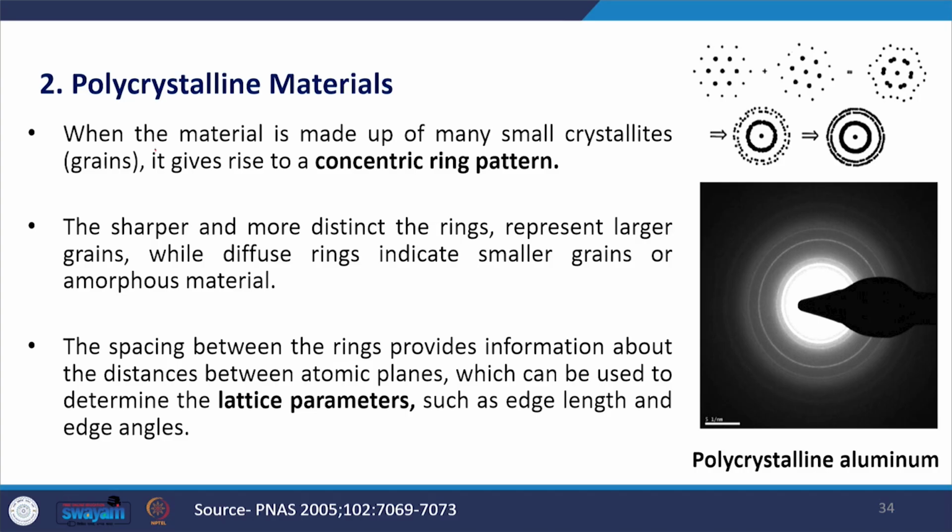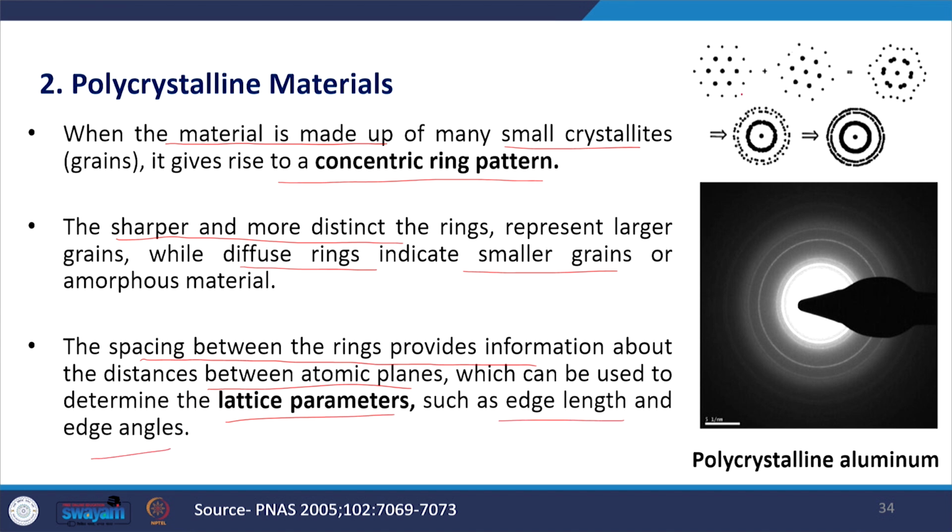So, let us see the next example, that is the polycrystalline material. When the material is made up of many small crystallites, it gives rise to a concentric ring pattern. The sharper and more distinct rings represent the larger grains. The diffuse rings indicate smaller grains or amorphous material. The spacing between the rings provides the information about the distance between the atomic planes, which can be used to determine the lattice parameters such as edge length and edge angles.